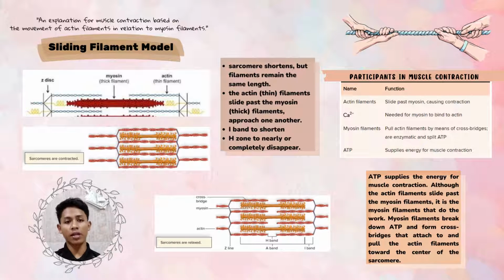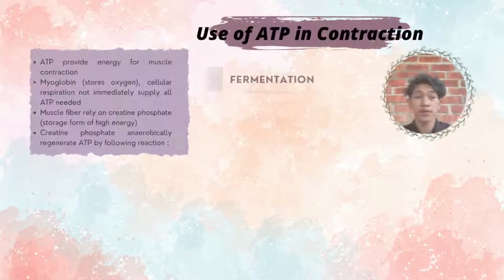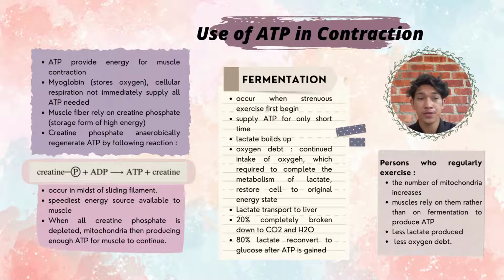Although the actin filaments slide past the myosin filaments, it is the myosin filaments that do the work. Myosin filaments break down ATP and form cross bridges that attach to and pull actin filaments toward the center of the sarcomere. ATP provides the energy for muscle contraction.